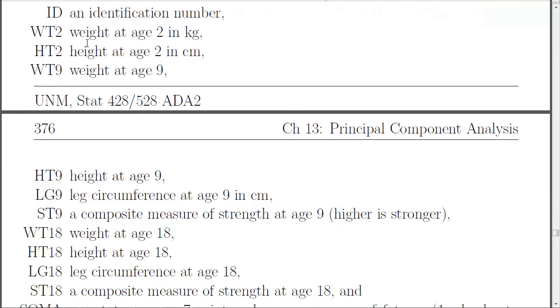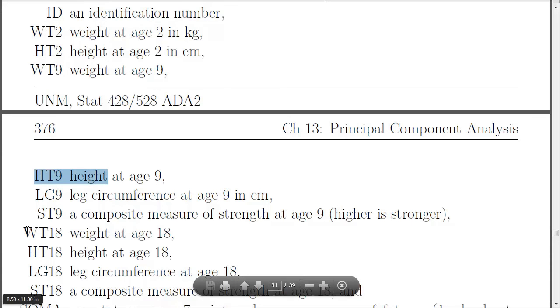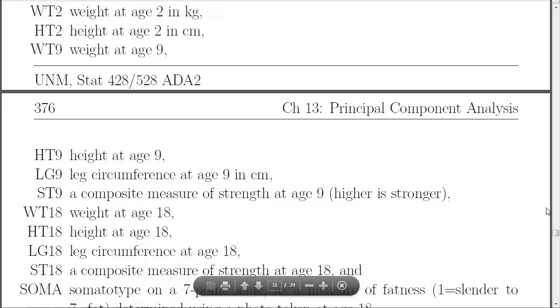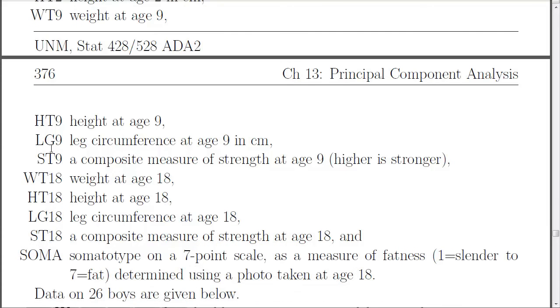The data set includes an ID number, just to identify who they are. Then we have their weight and their height when they're 2 years old. At 9, we also have their weight and their height. And at age 18, we have their weight and height. At those second 2 time points, we included 2 additional measurements. We've got their leg circumference and a measure of their strength. And we have the same thing when they're 18.